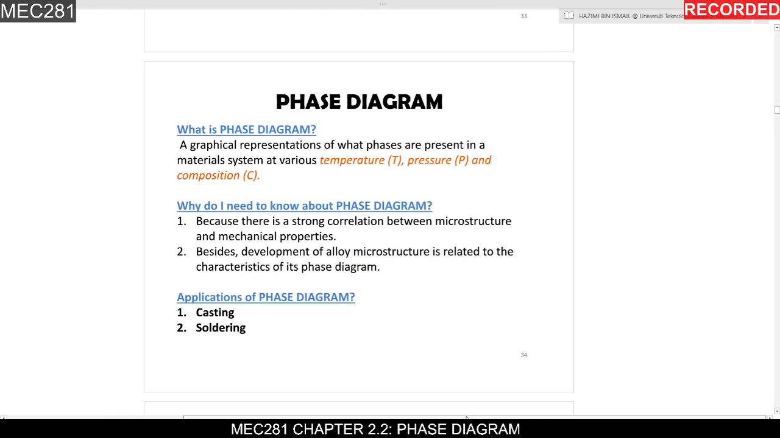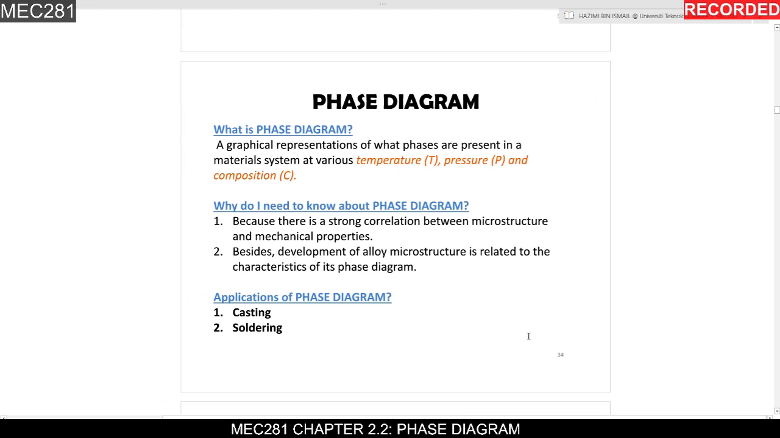Normally we have to know the basics. Okay, what is the phase diagram? By definition itself, it is a graphical representation of the phases in a material system at various temperature, pressure, and composition. So we have three variables, three factors that are presented in the phase diagram. You will have the temperature unit, pressure value, and the composition percentage in the phase diagram.